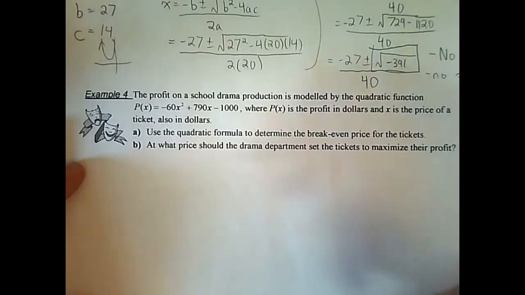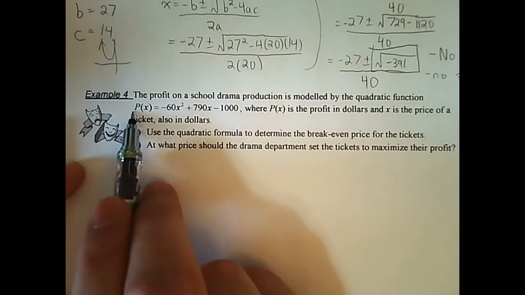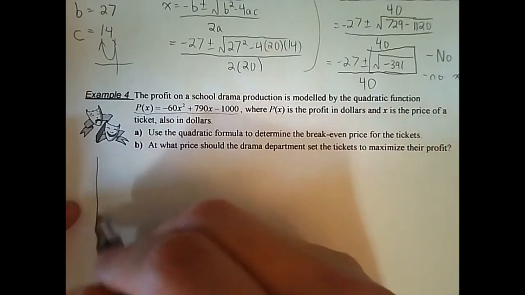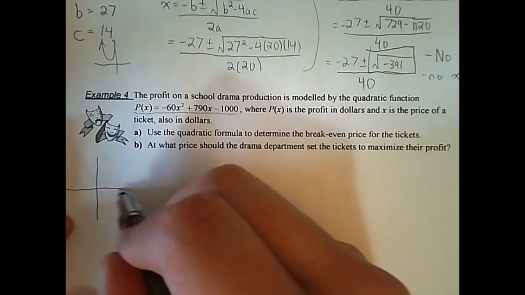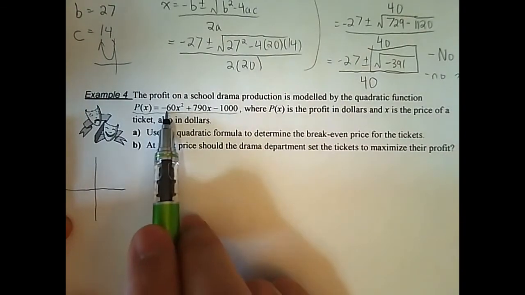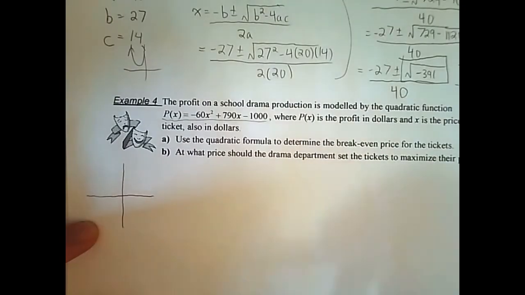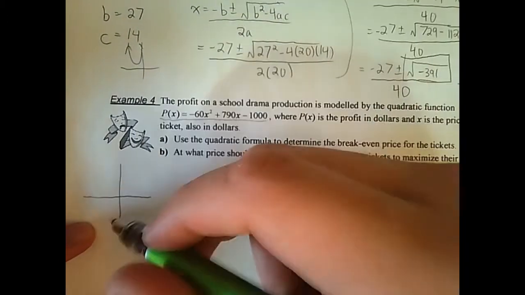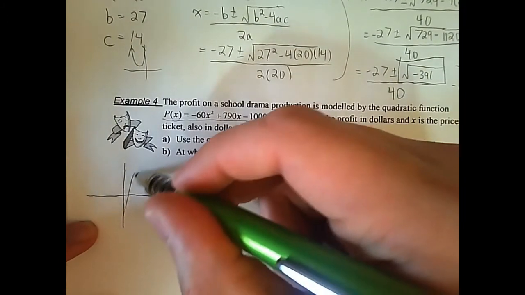So if you're thinking like, oh, what does that mean? Well, here is my equation. I know it's going to be a parabola because it's quadratic. And I know it's going to open downwards because that a value is negative. So I know it's going to be something, I'm just going to sketch it. It's not going to be accurate at all. I'm just going to guess it's going to be something like that.